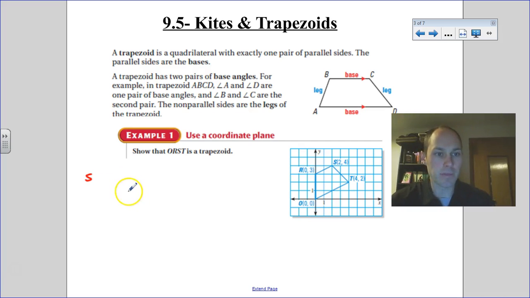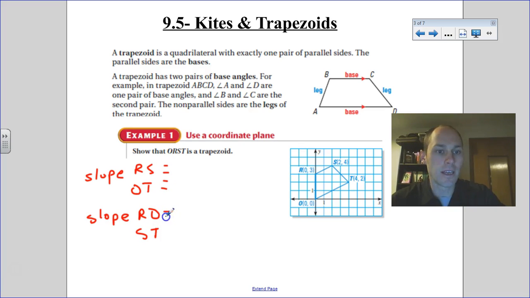So let's compare opposite sides, RS and OT. See if those are parallel. And let's also compare slopes of RO and ST and see what those are. Because if both pairs of sides are parallel, then it's a parallelogram. But if only one pair is parallel, then it's a trapezoid. So pause the video, calculate those slopes, and we'll check that in a moment.